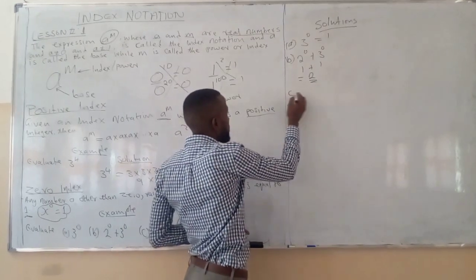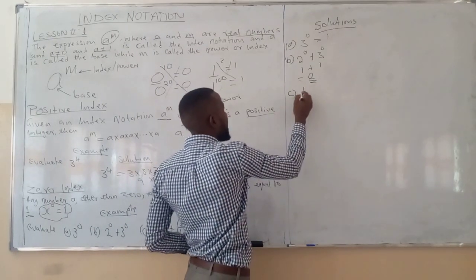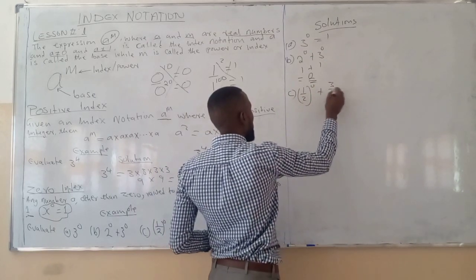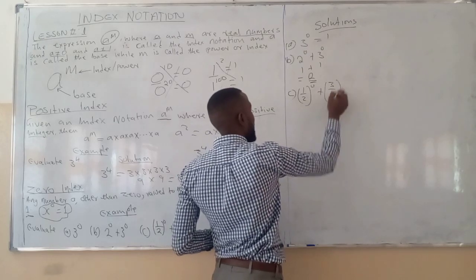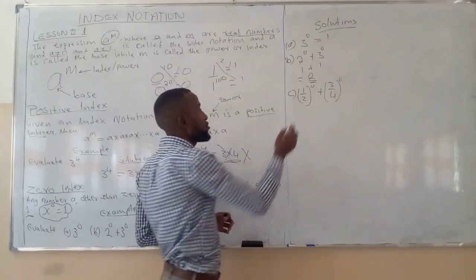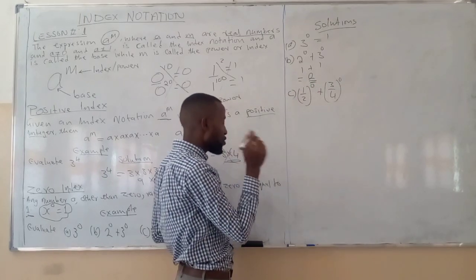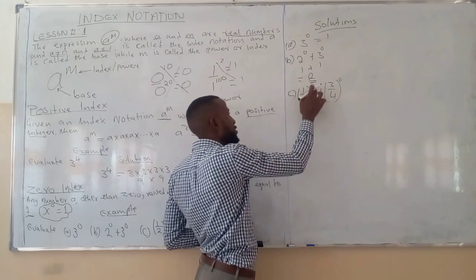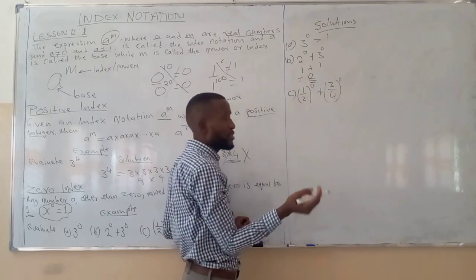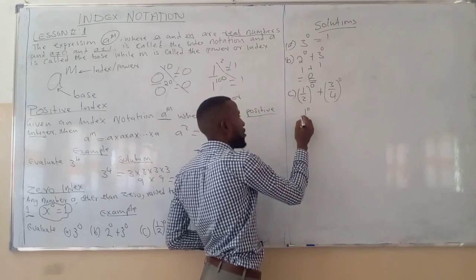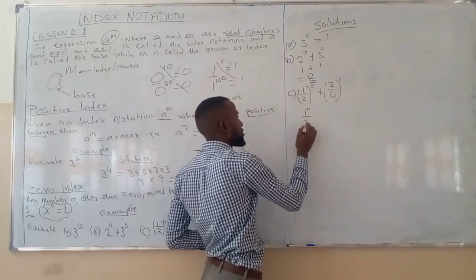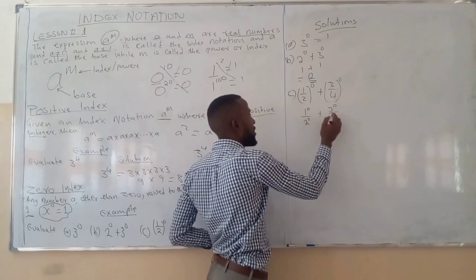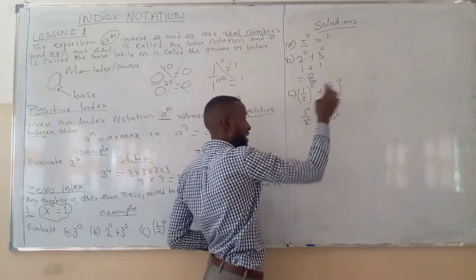Then we come to C. They are simply saying 1 over 2 raised to the power 0 plus 3 over 4 raised to the power 0. Now, the thing we should always remember is that when we are given anything inside the brackets, it simply means that the power applies to everything inside. So another way to interpret this is 1 raised to the power 0 over 2 raised to the power 0, plus 3 raised to the power 0 over 4 raised to the power 0. As long as there are brackets like this.